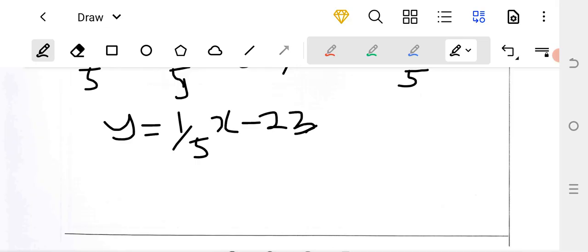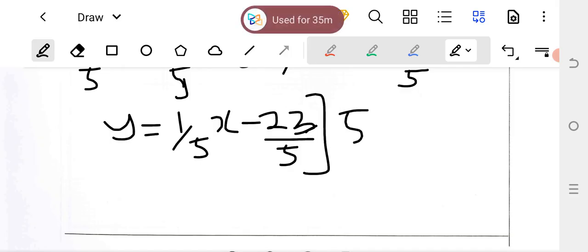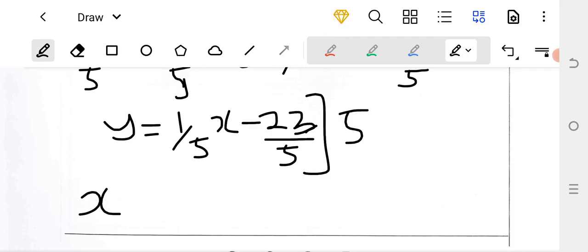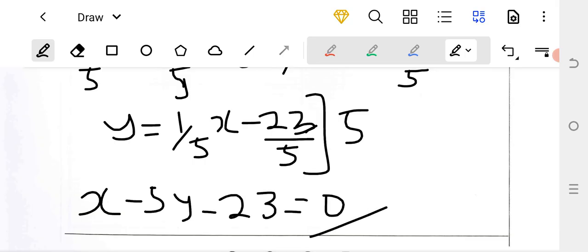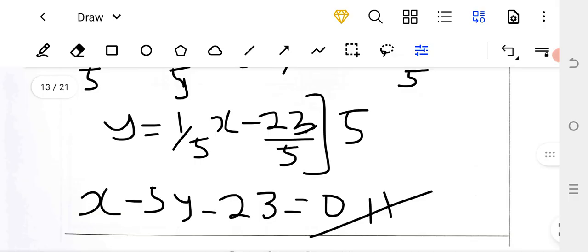Why am I saying 22? 23/5. So we multiply throughout by 5, and then we write it in the standard form. It will be x minus 5y minus 23 is equal to 0. And this is your final answer. This is the equation of the tangent.